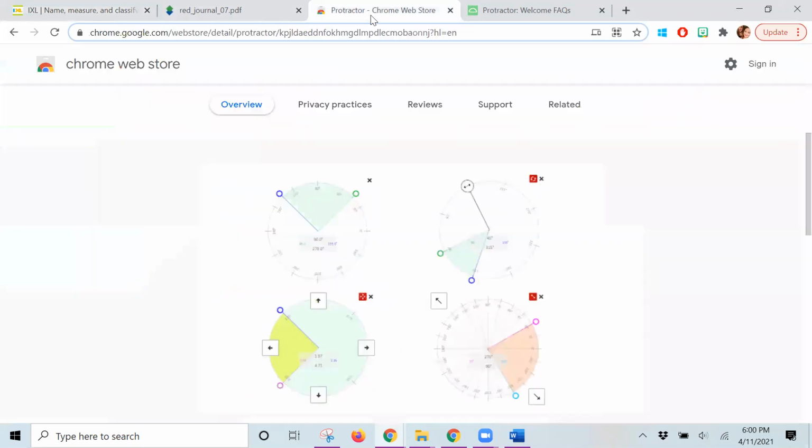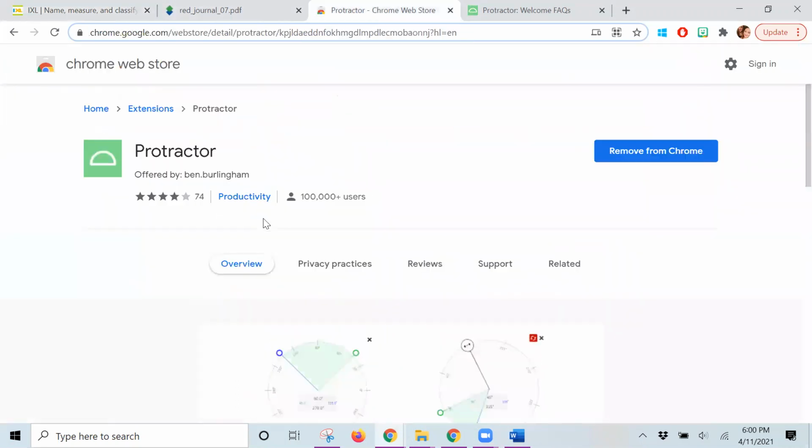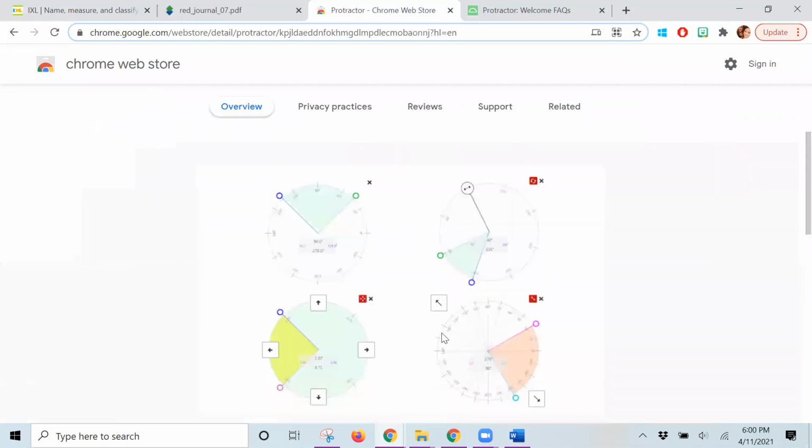Before we get started, you might want to pause this video and go to the Chrome store and find this protractor extension. I'm not sure if you're going to be able to download it on school computers, but it will be useful to have some kind of an overlay to your screen. I'll show you how to use it.